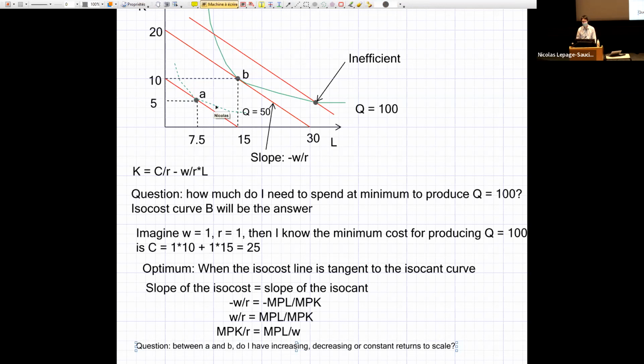Yeah, constant, right? Why? Because it's the same productivity, it's just a copy. Exactly. So what did I do here? I had exactly half the labor employed, half the capital used, and I was able to produce a quantity of 50. Then I double my labor input, I double my capital input, and I hit this new isoquant where I produce 100. So I exactly double my inputs, exactly double my cost of production, and I exactly double my quantity. So yes, constant returns.